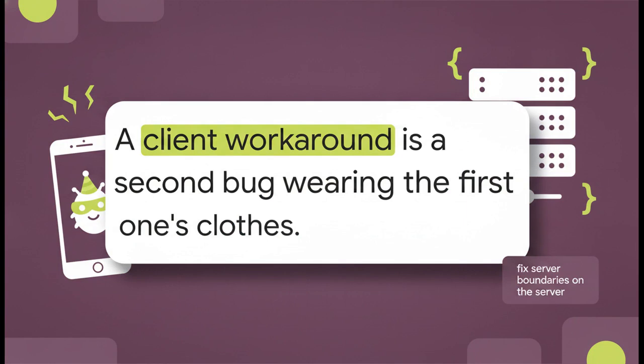but they purposely tracked those in an entirely separate repository. Why? Because slapping a patch on the client to pretend a server issue doesn't exist is a terrible habit. At the end of the day, a client workaround for a server bug is just a second bug wearing the first one's clothes. If the boundary is broken on the server, you fix it on the server.